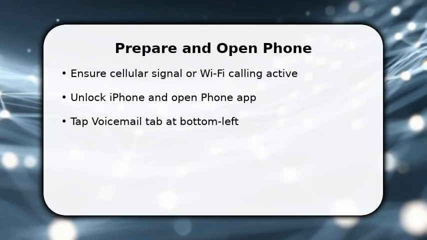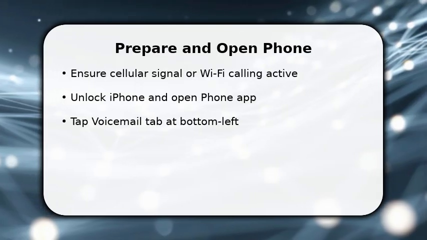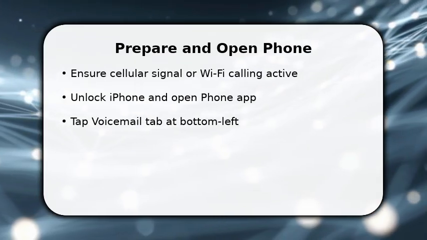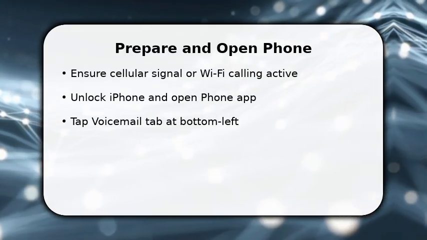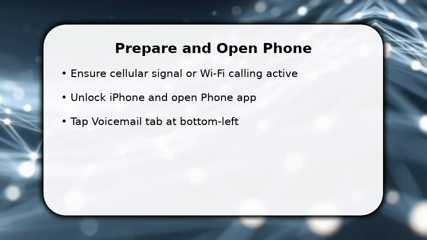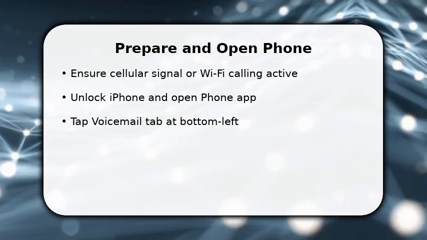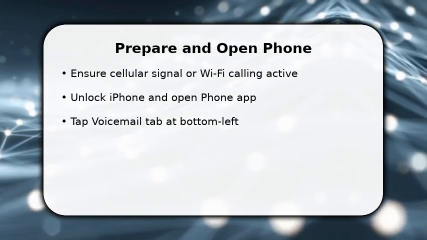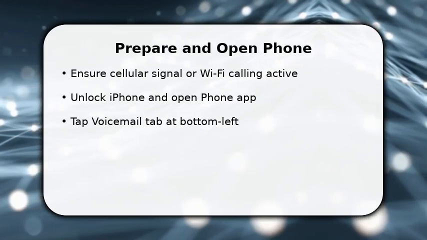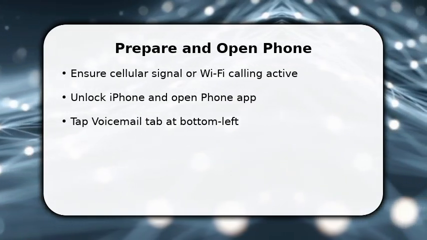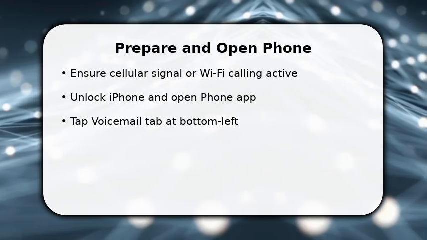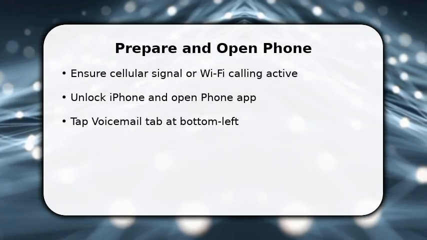You start by confirming you have cellular signal or Wi-Fi calling since voicemail depends on your carrier. Once done, unlock the iPhone and open the phone app. Next, tap the voicemail tab in the bottom left. This brings up visual voicemail if available. If you see a list of messages, you're connected. If not, the call voicemail button or a prompt appears. Tap it to proceed. This step gets you into the voicemail interface quickly so you can retrieve messages.